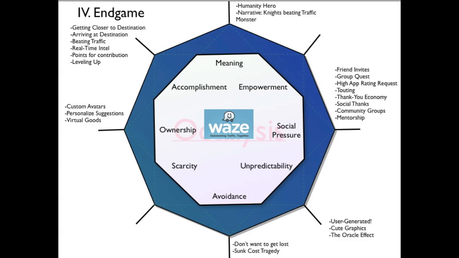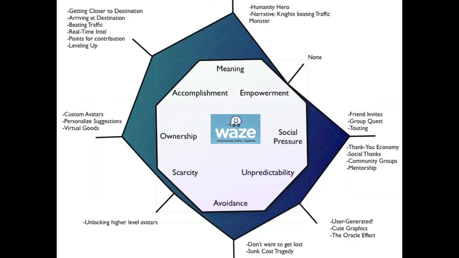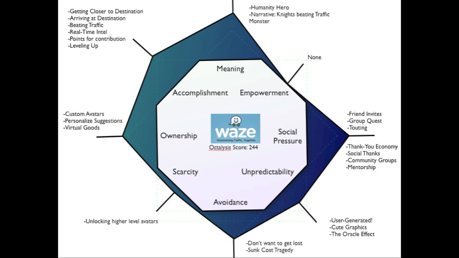So now that we have all 8 core drives analyzed, let's try to plot it out now. As you can see, Waze has a pretty interesting structure where it's almost like a diamond shape. It's really strong on epic meaning and calling, accomplishment, ownership, social pressure, but it's extraordinarily weak on empowerment of creativity and feedback, as well as scarcity. And so if we want to give a score to it, we add up the square of the value for each core drive, and we reach the number 244, which is Waze's Gamification Score.